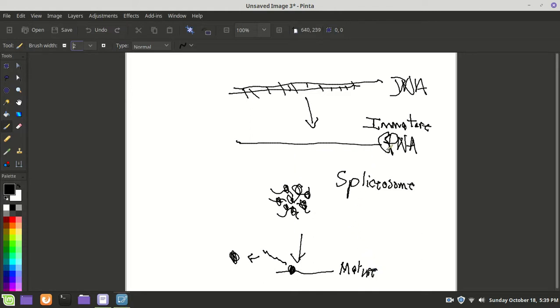How do you go from immature to mature? Well, that's what the spliceosome does. It splices things out. It actually takes pieces of this RNA and attaches here. It creates little loops, so it loops the RNA around, and this is the spliceosome here. It attaches and cuts a piece out and makes these two pieces, this piece here and this piece here, get attached, and this piece gets cut off.